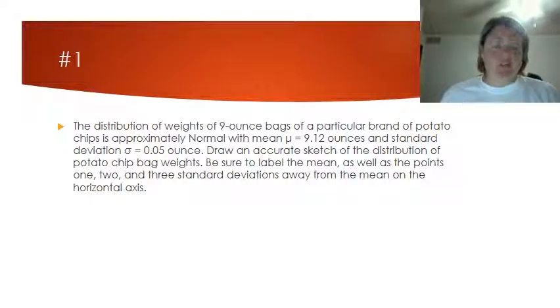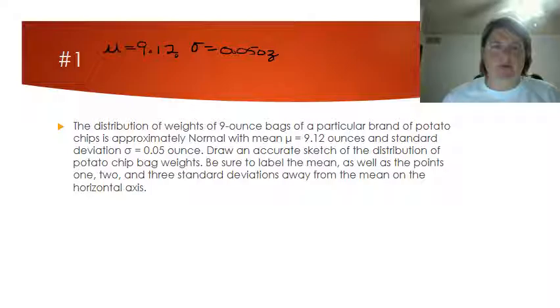All right, so let's look at an example. The distribution of weights of a 9-ounce bag of a particular brand of potato chips is approximately normal with a mean of 9.12. I always like to write down the stuff they give me from the problem. And a standard deviation of 0.05 ounces. Probably should have put ounces over here.